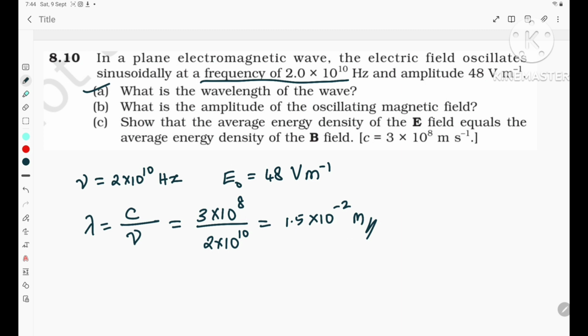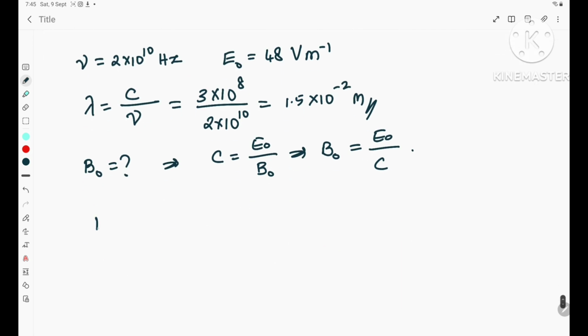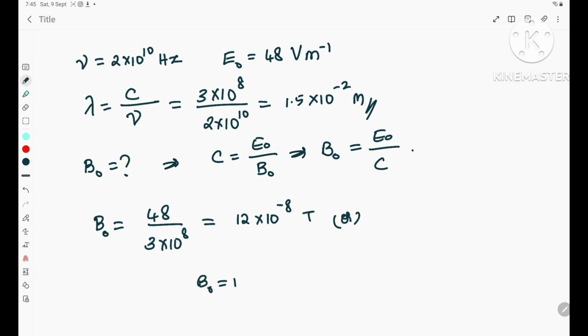The next question B, what is the amplitude of the oscillating magnetic field? So they are asking what is B naught, right? We know the equation C is equal to E naught by B naught, right? So from this equation B naught is equal to E naught divided by C. So you substitute the values. B naught is equal to 48 divided by 3 into 10 to the power 8. So we are going to get the answer to be 12 into 10 to the power minus 8 Tesla, or we can also write B naught is equal to 1.2 into 10 to the power minus 7 Tesla.